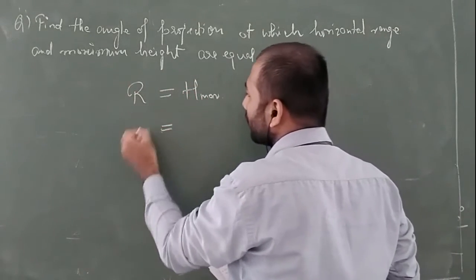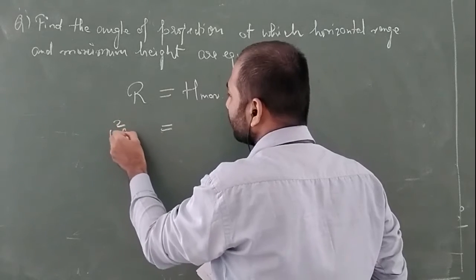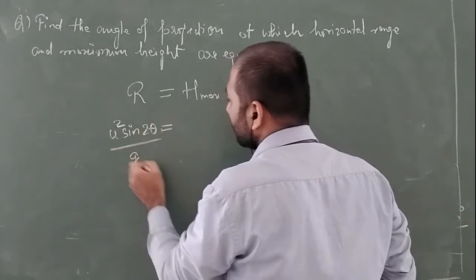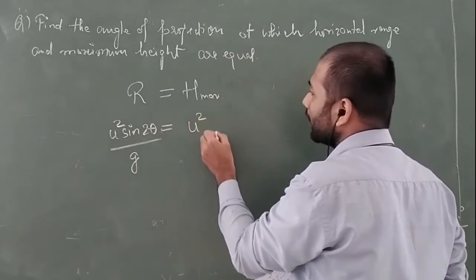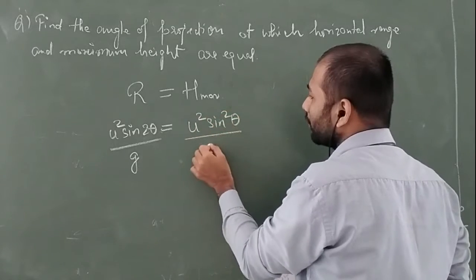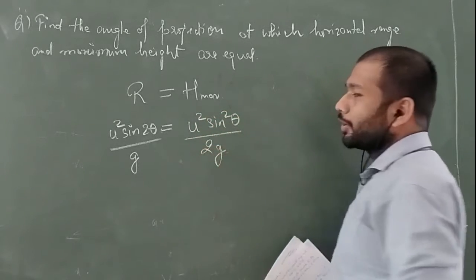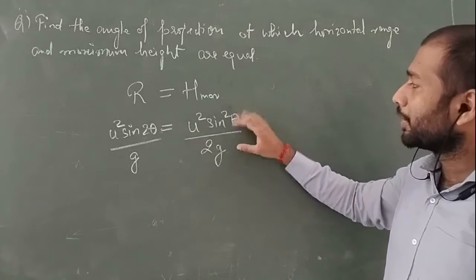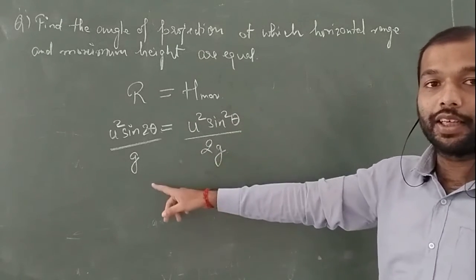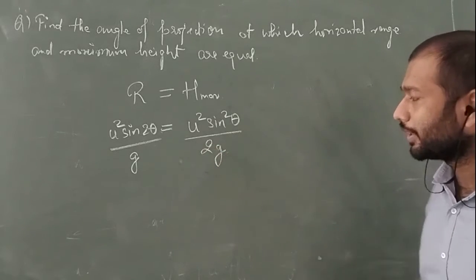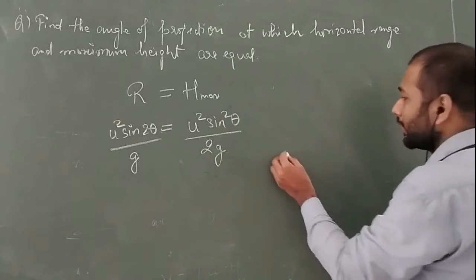So what is the formula? u square sin 2 theta upon g will be equated to u square sin square theta upon 2g. I told you how you can easily remember the formula of h max and also opt for R so as not to get confused. But let's see once again.